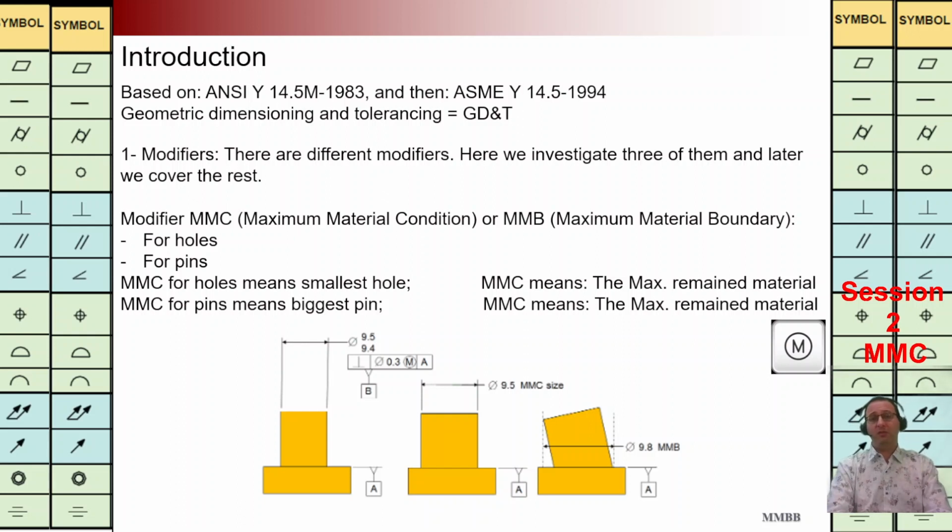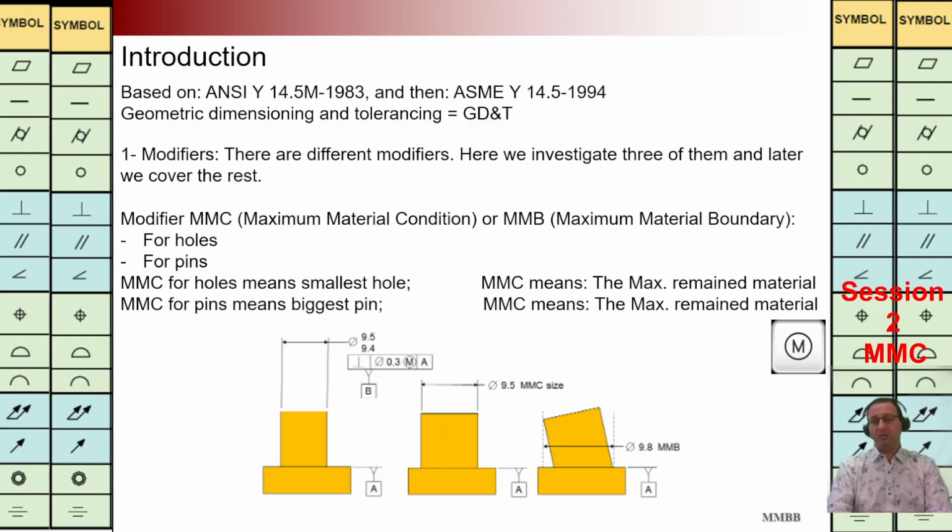Today we're going to talk about modifiers. There are different modifiers. We are going to investigate three of them and later we cover the rest. Totally we have 7 or 8 modifiers. The plan for today is talking about maximum material condition or MMC, let's say maximum material boundary or MMB.